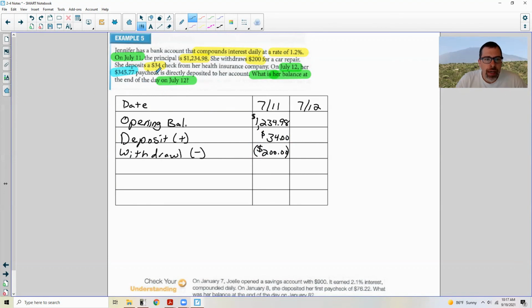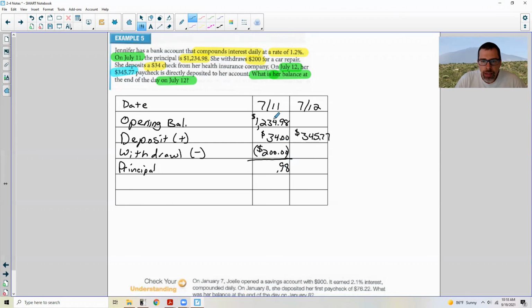Okay, so then what happened? On July 12th, she deposited $345.77. I'll put that over here on the 12th on the deposit row. Okay, so we want to know what the principal is that we use to figure out the interest. So the principal would be the sum of this row. So don't forget, we're subtracting that 200 at the end, and there's 98 cents, no other cents.